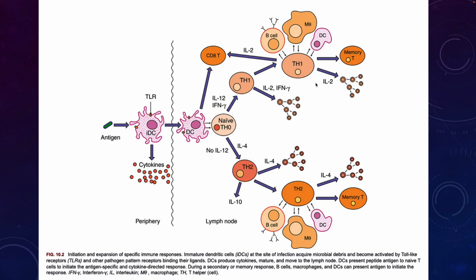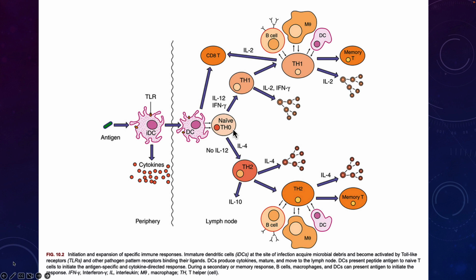Here we're showing a dendritic cell. It has phagocytized an antigen. So it's an immature dendritic cell. And then you get the release of cytokines. This dendritic cell then matures and can present antigen to naive T helper cells that haven't differentiated yet to T helper 1 or T helper 2. It can also present antigen to already existing CD8 positive T cells.